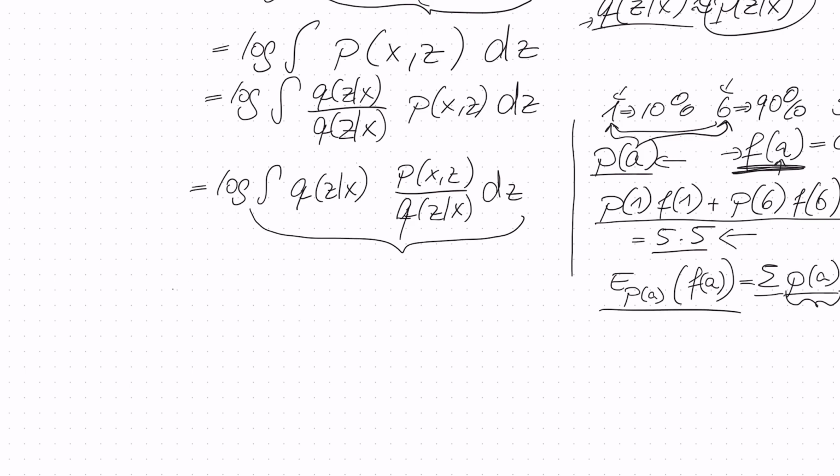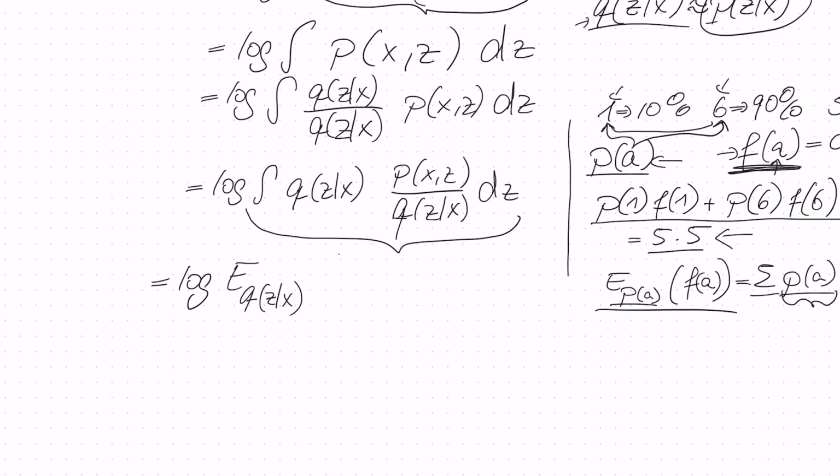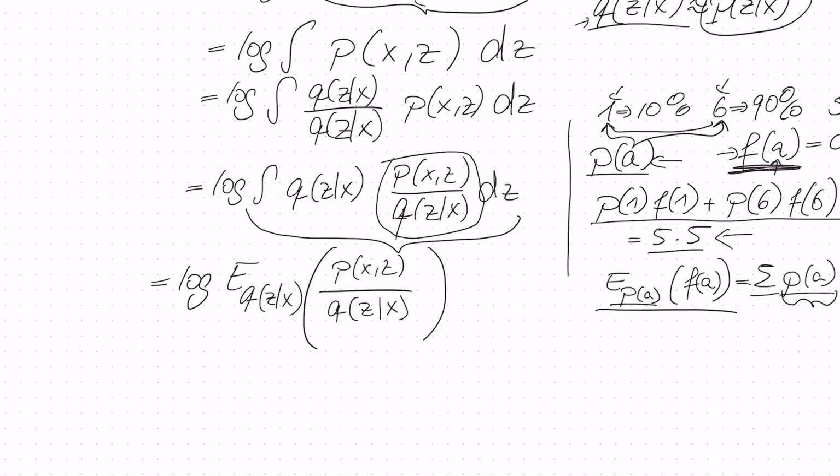So the way we write that is that we say that it is equal to the log of the expectation over Q of Z given X. So it must be the expectation over your probability distribution, like it does here in this example for the function. And now the function is this part here. This means that we managed to rewrite this formula as an expectation.